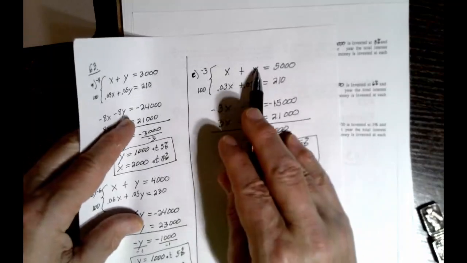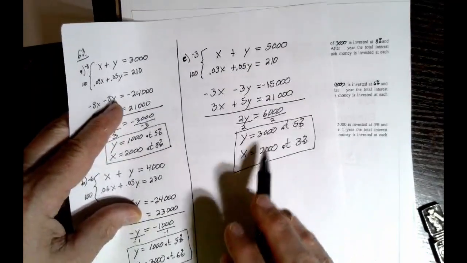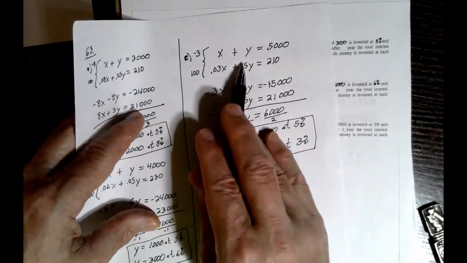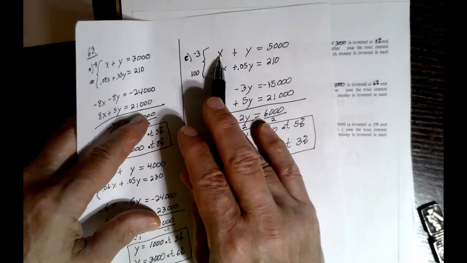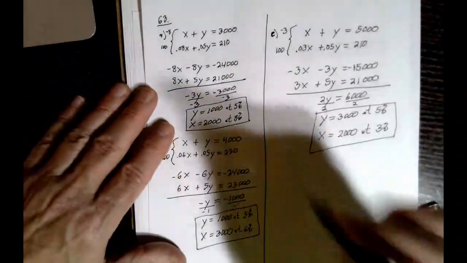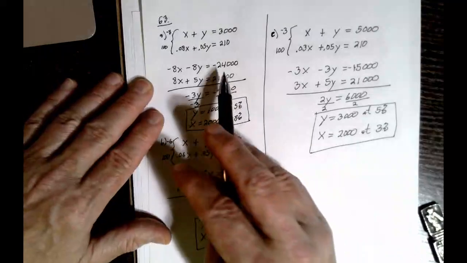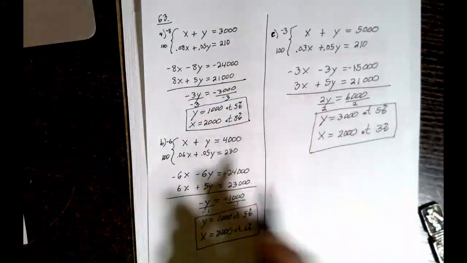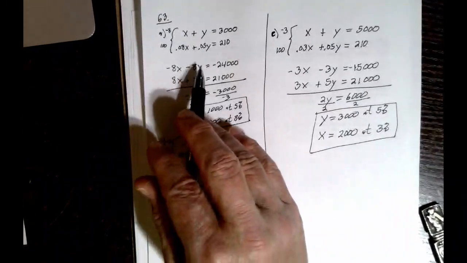And remember, y is 3,000 at 5%. And the other one is the other amount. So 3,000 plus what will give you 5,000? It's got to be 2,000. And 2,000 at 3%. And so then these other ones are the same idea. It's just a different set of numbers, different set of amount of interest. But it's the same concept here.